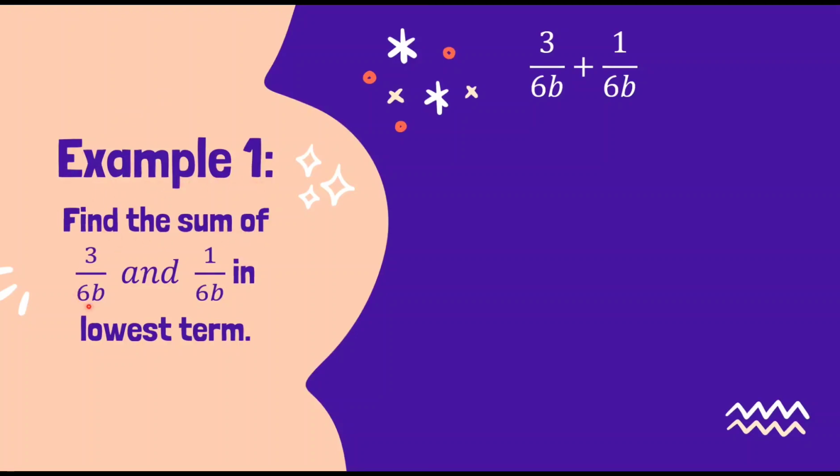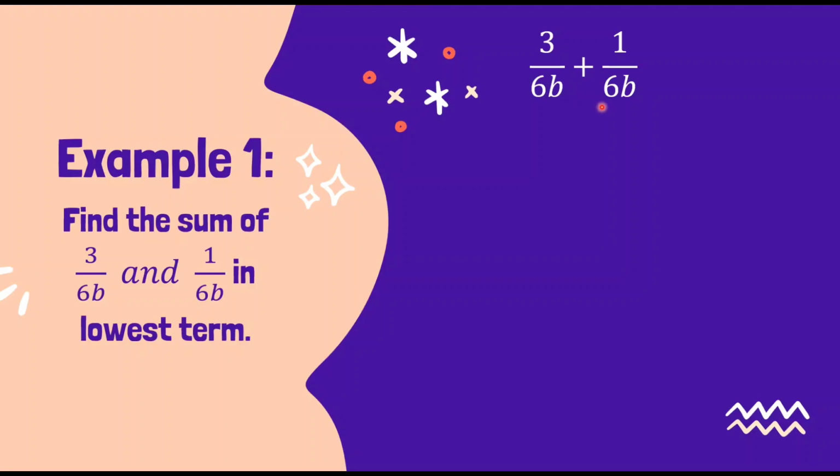We have, find the sum of 3 over 6b and 1 over 6b and write it in lowest term. So let us start. We have 3 over 6b plus 1 over 6b. So what have you observed on our given rational algebraic expressions? Okay, that's correct. So we have similar denominators. So going back to the steps in order to find the sum and difference of the rational algebraic expressions, you just need to copy the similar denominators and then perform the operation on our numerators.